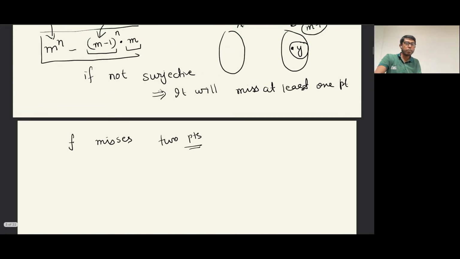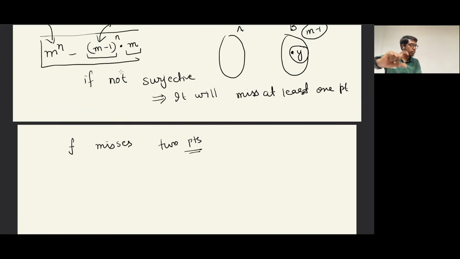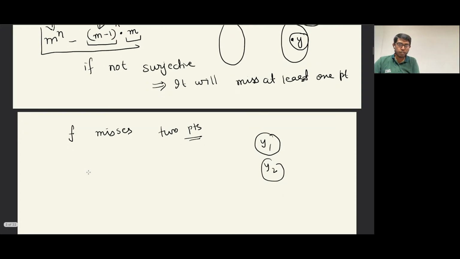Then I have subtracted it twice. I have subtracted it twice because f misses, let's say, y1 and y2 both. So I have counted it once for y1 and another time for y2, because I am considering only 1 point missing. So if the function misses 2 points, then I am counting it more than once. So I have to add those things. What I have to add is all those functions which miss 2 points.